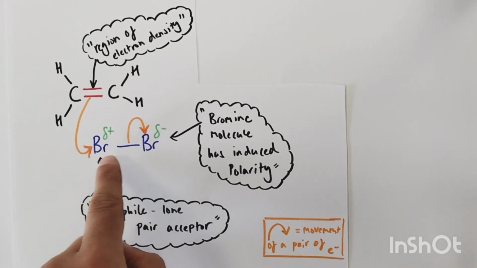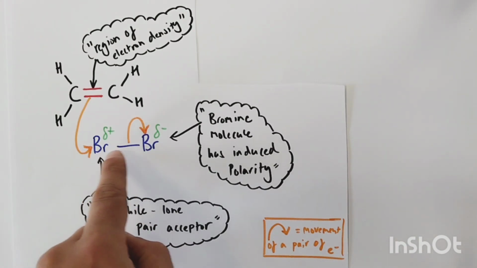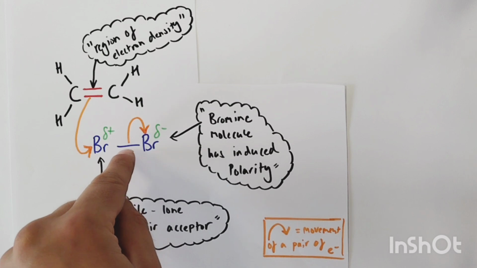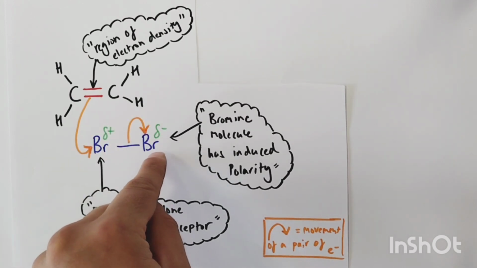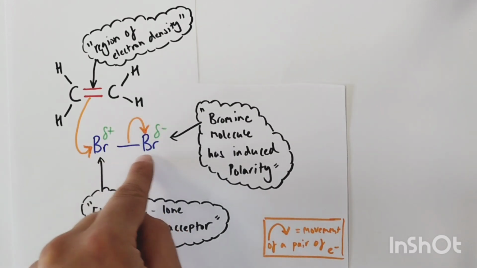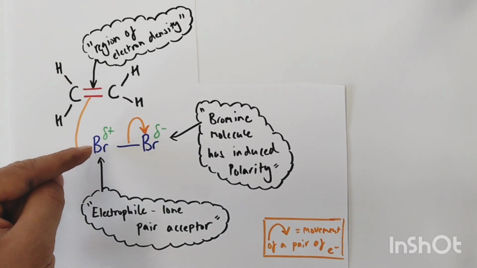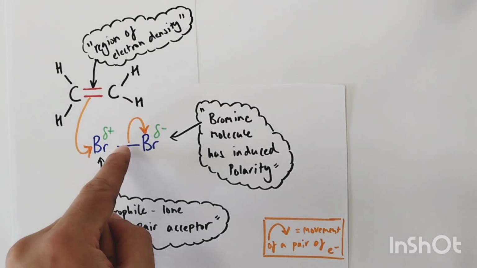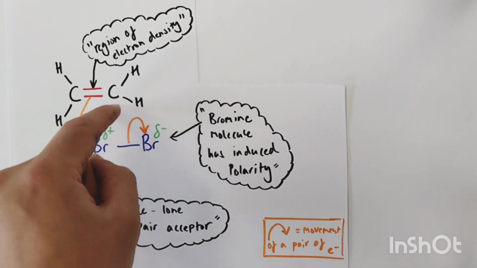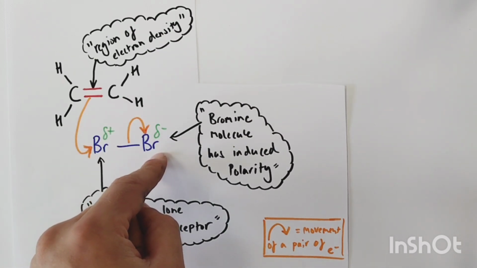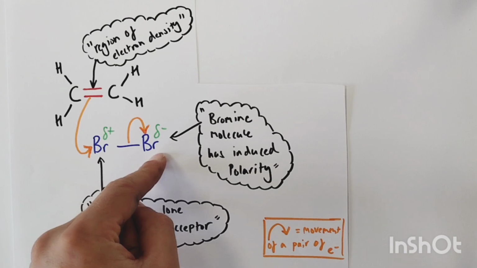Simultaneously, this Br-Br bond, this covalent bond here, the pair of electrons here, is being repelled and pushed towards this electronegative bromine, which will break this Br-Br bond. So this is the movement of a pair of electrons onto the delta positive Br. This is the movement of a pair of electrons from this bonding region onto or towards this particular bromine atom.